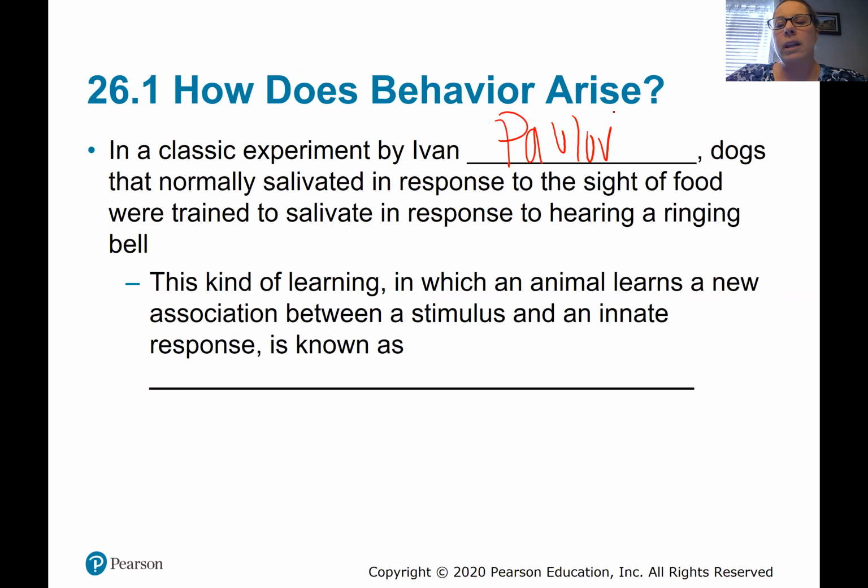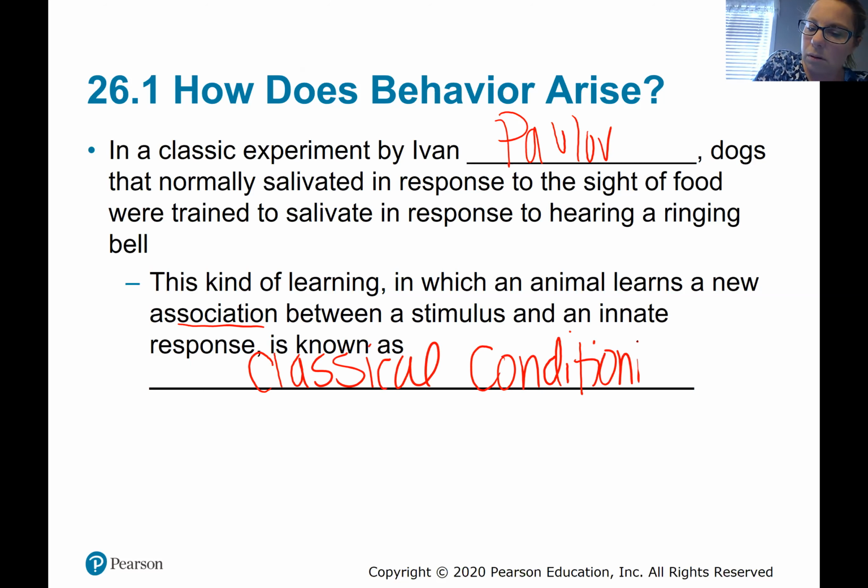But what he also did was, when he brought the food in and the dogs saw the food, he would ring a bell. The dogs basically formed an association between the sight of the food, the bell, and being fed. After a certain period of time, all Pavlov had to do was ring the bell and the dogs would start salivating. This is called classical conditioning. Pavlov's dog is basically the classic research experiment that shows classical conditioning.